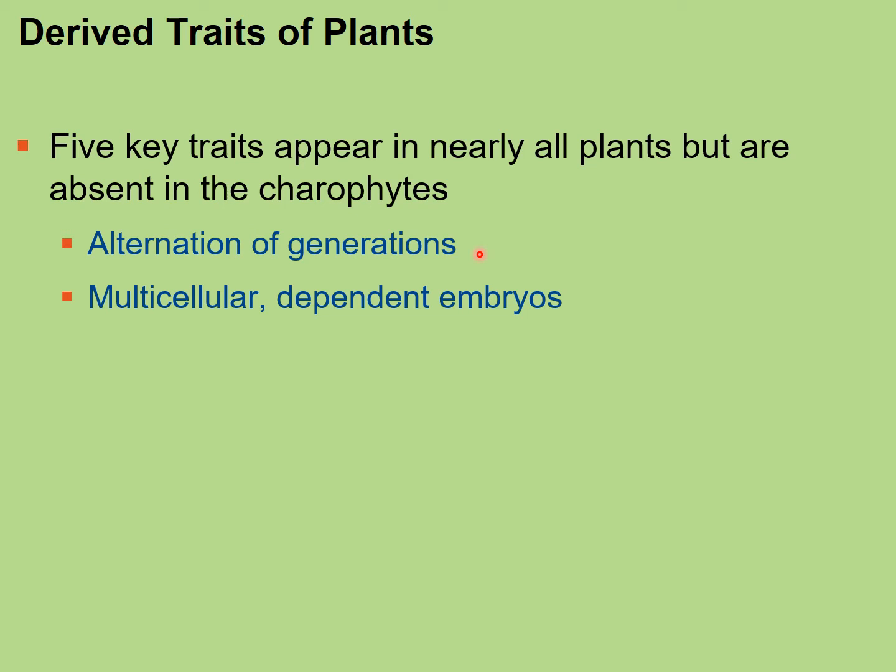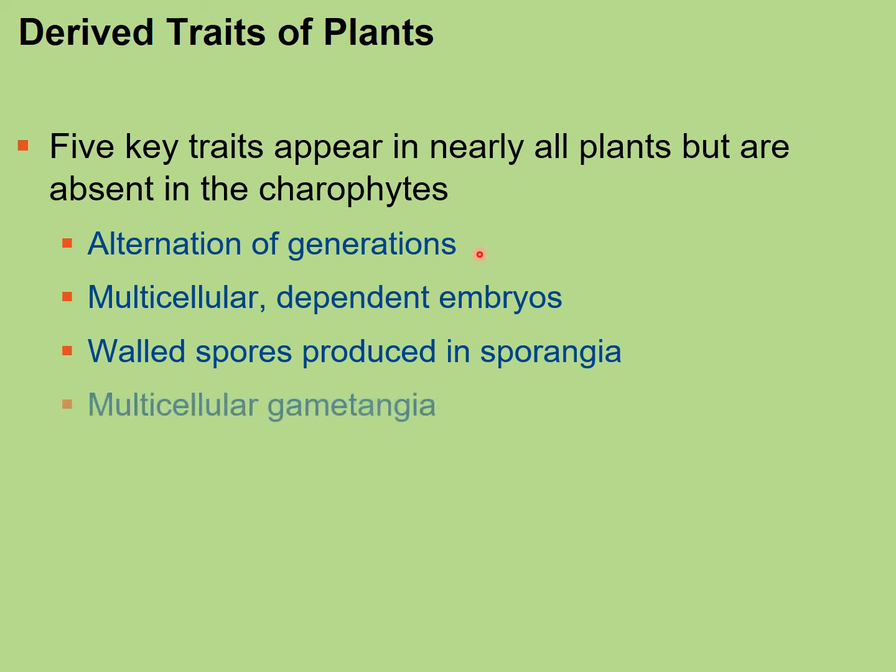Like I said, they're called the embryophytes. They have embryos, and they're multicellular embryos, which are dependent on the maternal tissue. They have spores that have a wall. And remember the sporopollenin that I mentioned? That protective covering is what makes up the wall of the spores, which protects them from drying out. These are produced in structures called the sporangia. They have multicellular gametangia. So we have sporangia and gametangia. If the spores are made in the sporangia, then you can imagine that gametes are made in the gametangia.